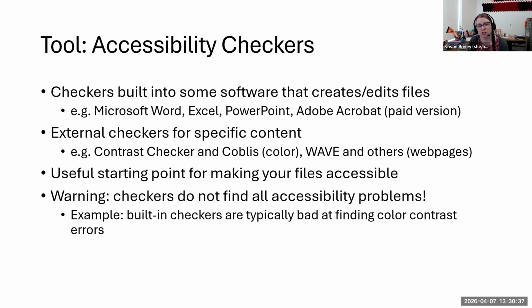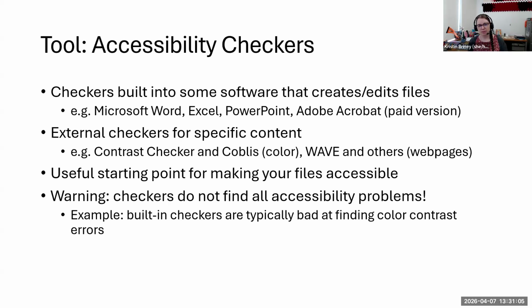There are also external checkers that you can use. There's a color contrast checker from WebAIM. There's Coblis, which is for color vision deficiency or color blindness. There's Wave for websites. There's just basically a bunch of tools out there that you can find and start using. And these are basically designed to help people get started when they make content to say, oh, maybe you want to tweak it here and there to make your files accessible.